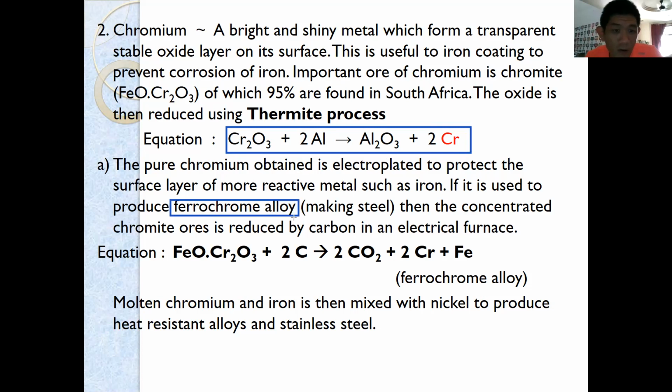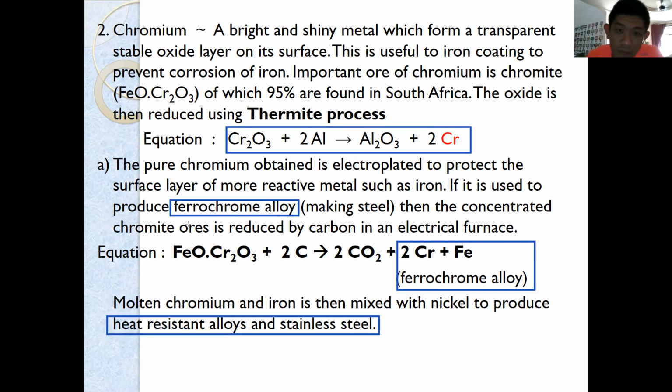And then concentrated chromite is reduced by carbon. Okay, so this is a mixture of ferrochrome alloy containing iron and also chromium, which is used to make heat-resistant alloy and also stainless steel.